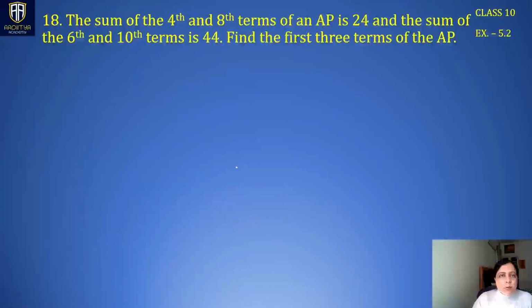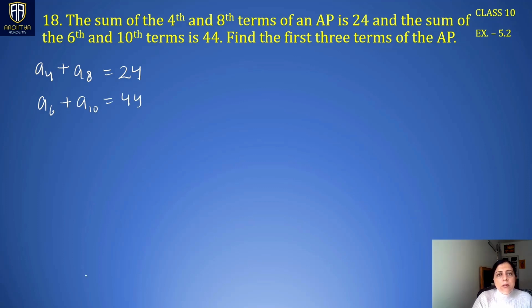The sum of the 4th and 8th terms of an AP is 24. And the sum of the 6th and 10th terms is 44. Sum of 4th term and 8th terms of an AP is 24. And the sum of the 6th and 10th terms is 44. These are the two equations. When we open them into their basic forms, we will get two linear equations in two variables a and d. Then we have to find the first three terms of AP.